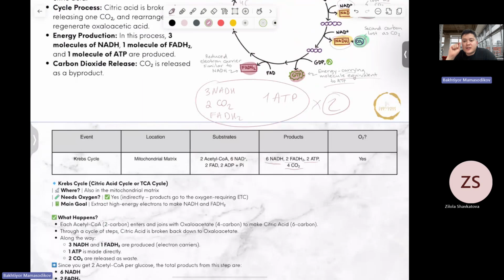At the end of the cycle, the 4-carbon molecule oxaloacetate is reformed. It's ready to join another acetyl-CoA, and this cycle is going to repeat again.